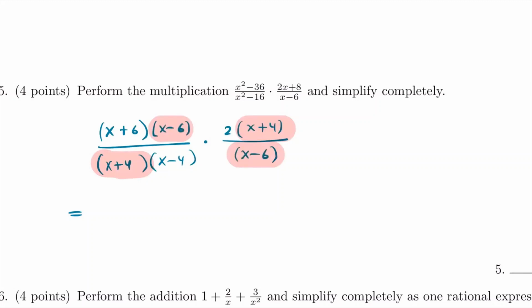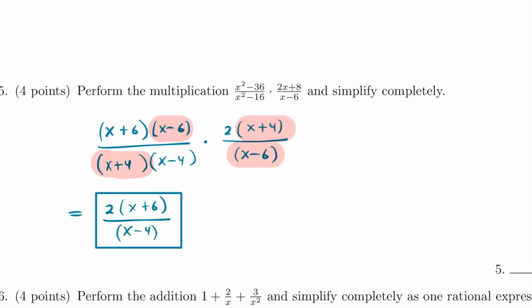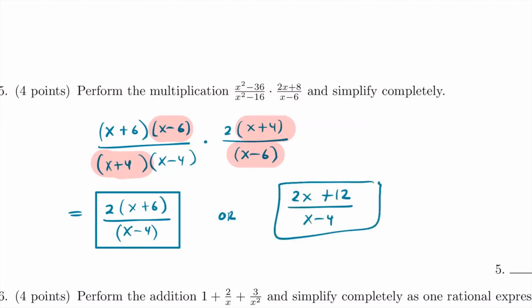So our final answer for this will just be 2 times x plus 6 on the numerator and x minus 4 on the denominator. Feel free to leave it right here, or if you want to be fancy, you can distribute the numerators. So you'll have 2x plus 12 over x minus 4. Any of these are fine and totally acceptable.